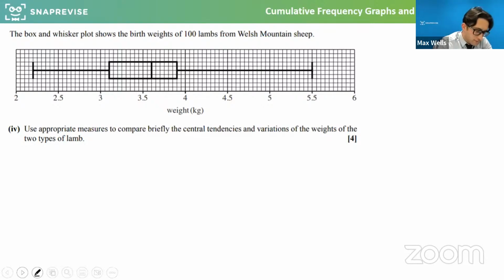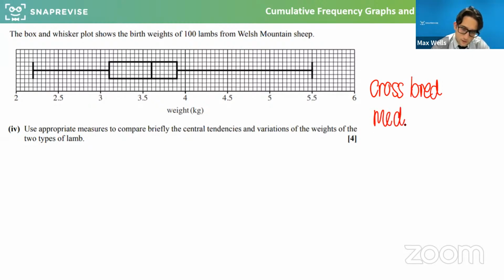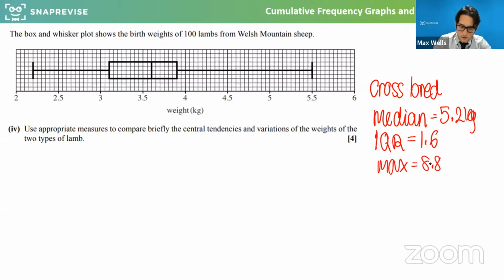So if I just write down the information that we found in the previous slide about the crossbred sheep, we had a median of 5.2. We had an IQR, an interquartile range of 1.6. We had a maximum value of 8.8. We had a minimum value of, was it 2? Yeah.